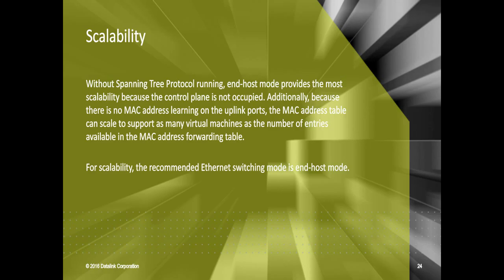Let's talk a little bit further about each one of those. We have scalability. Without spanning tree running, end-host mode provides the most scalability because the control plane is not occupied. Additionally, because there is no MAC address learning on the uplink ports, the MAC address table can scale to support as many virtual machines as the number of entries available in the MAC address forwarding table. So for scalability, the recommended Ethernet switching mode is end host mode.